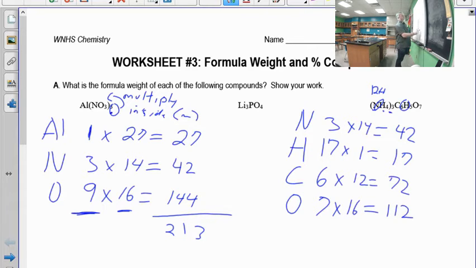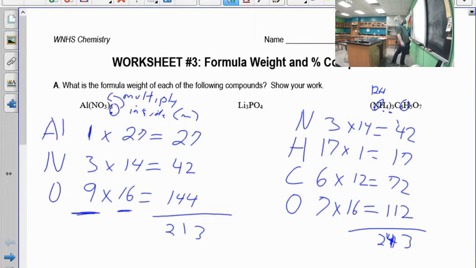Right. And then we just, again, add them all together. 2 plus 7 plus 2 plus 2, 3, carry 1, 4, 5, 6, 7, and 5, 6, 7, and 7 is 14. Carry 1, 243. Again, I'm not using a calculator, so if my numbers are off here, I apologize. But that's just a quick way to do some formula weights.